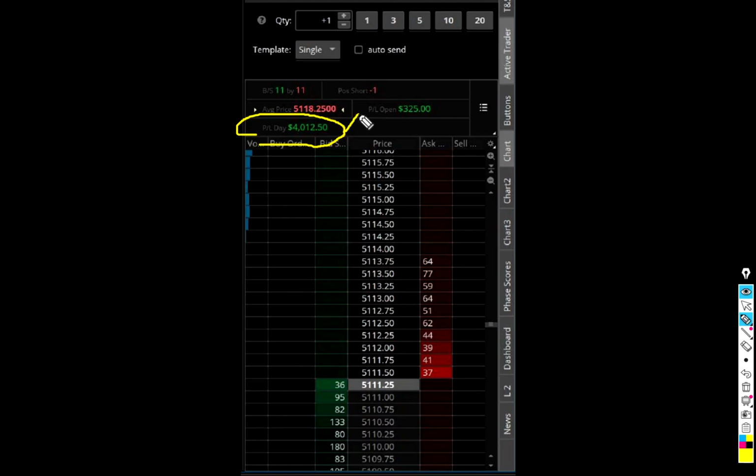As I approach supports, I get a little cautious, and I was running two contracts. I reduced it to one, just being a little safe.